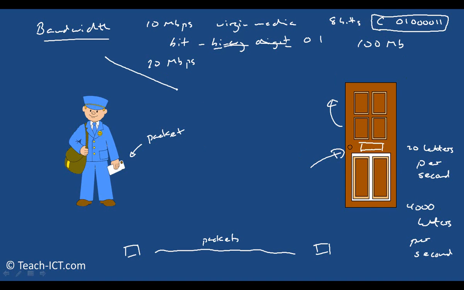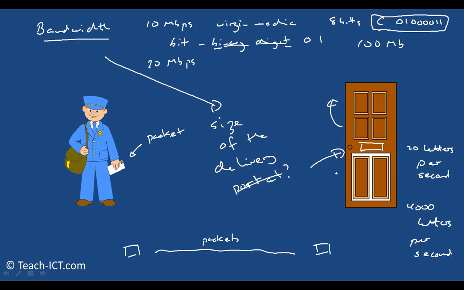So bandwidth, if you like, is nothing more than the size of the delivery portal. Is that the right word? I don't know if portal is the right word. I think it probably is the right word. That's what we're trying to drive at.